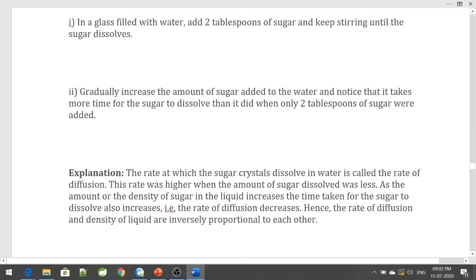So the less sugar we add into the water, the faster it will dissolve into the water. Now if we add more sugar, we are increasing the level of the sugar, and the dissolving time is increasing. So by this we can conclude that density and diffusion are inversely proportional to each other. If one increases, the other decreases, and vice versa.